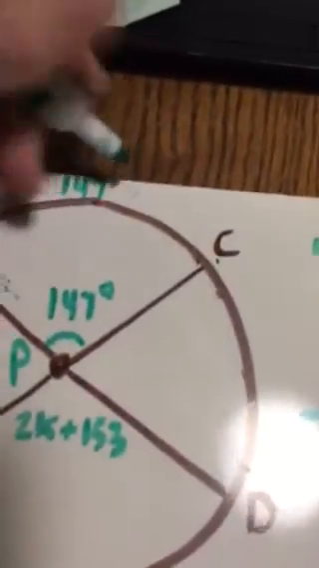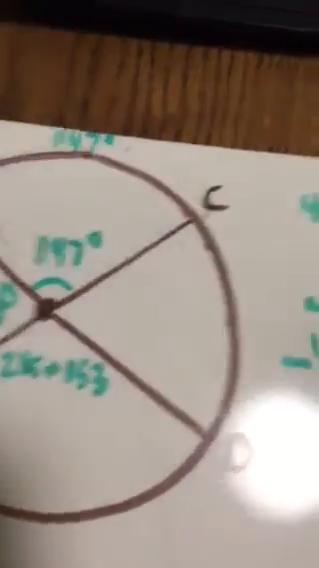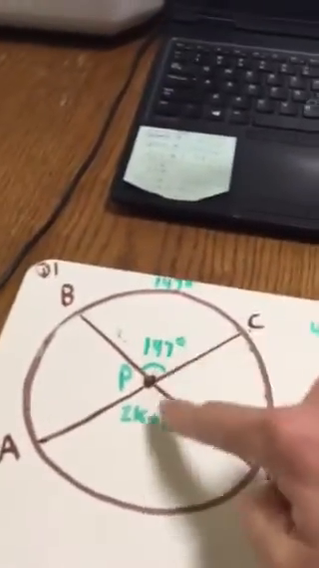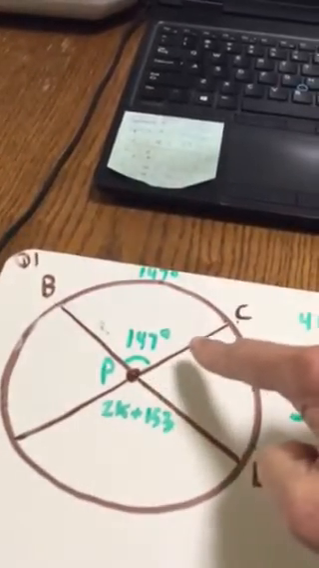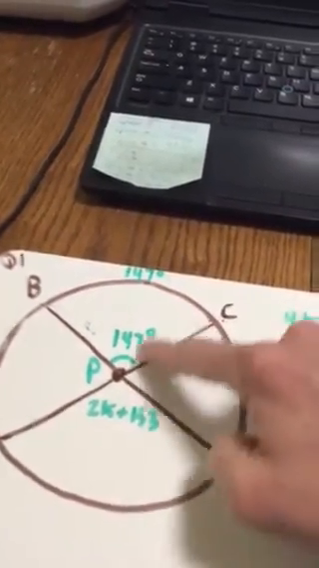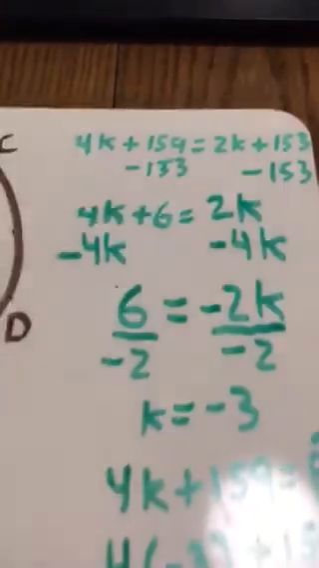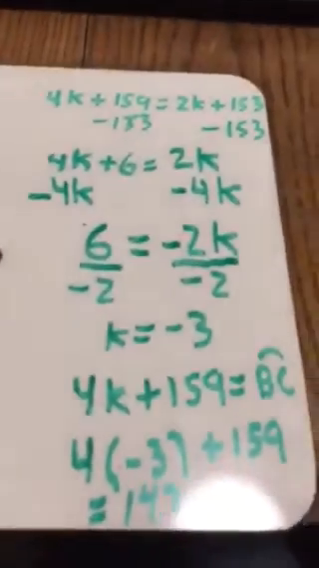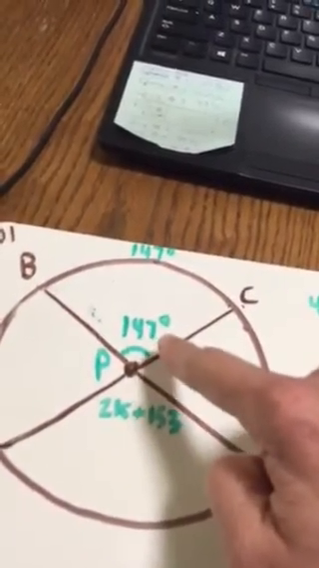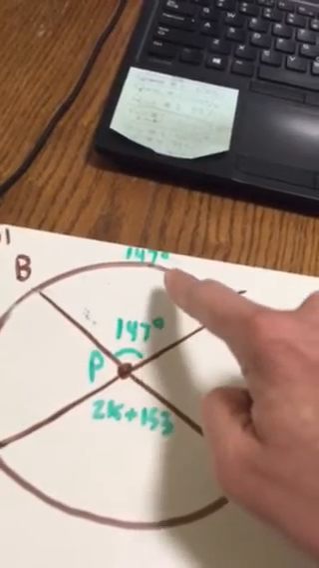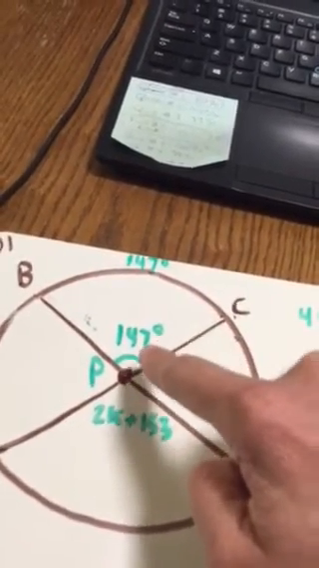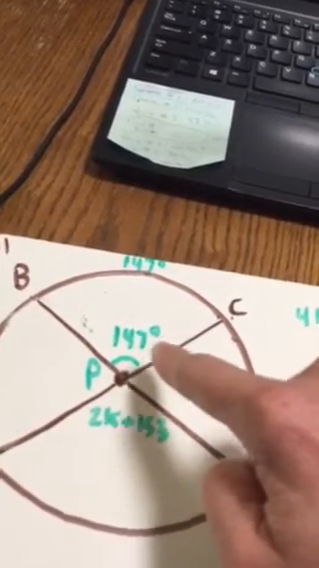So what did we do here? Well, we were given the equations. We were given that these are diameters, and we knew that vertical angles are congruent, so we set them equal to each other, like we did here. We did the math and isolated the value for K. Once we found K, we inserted it back into the equation and found the angle measure. We then realized that this is a central angle, and that central angles, whatever that angle is, will be exactly the same as the arc measure. So if the central angle is 147 degrees, then the arc measure is 147 degrees.